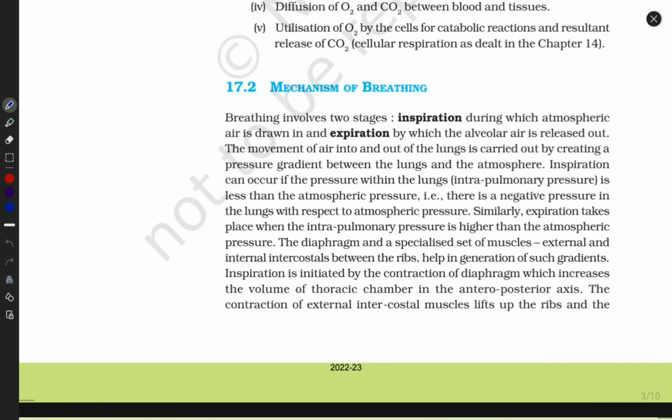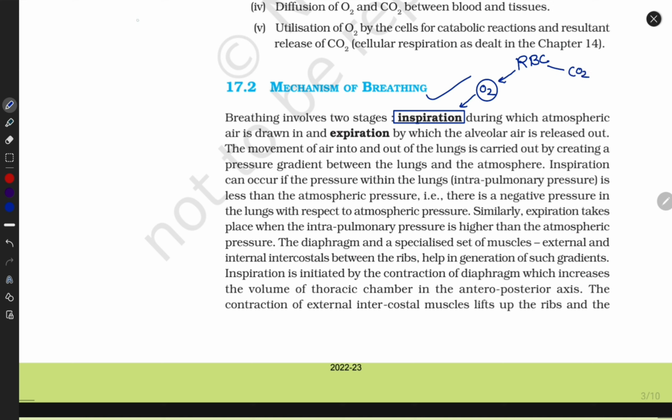Now let's start with our mechanism of breathing. First we have to start with inspiration. In the inspiration mechanism, what do we do? We intake oxygen from the surroundings. Why do we take in only oxygen? Because our RBCs bind with oxygen as well as CO2.